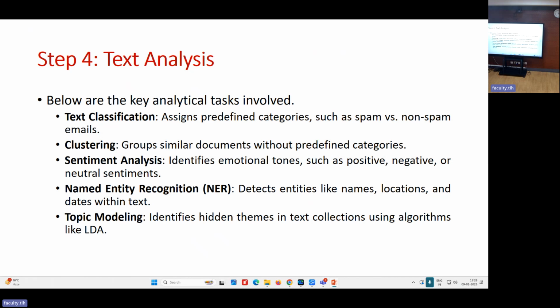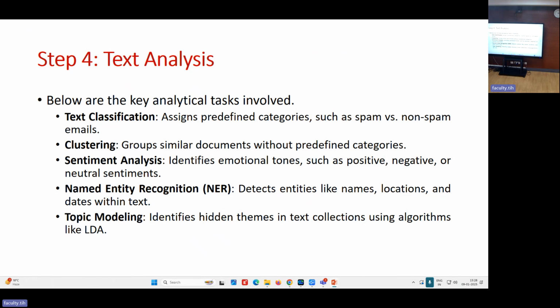So another stage of the text mining process is text analysis. After converting the text data into some matrix form or numerical form, you can then apply machine learning, right? Now if you want to analyze the data in terms of finding some insights or knowledge from it, you can use various methods, right? There are various methods to analyze your data. One of them is text classification.